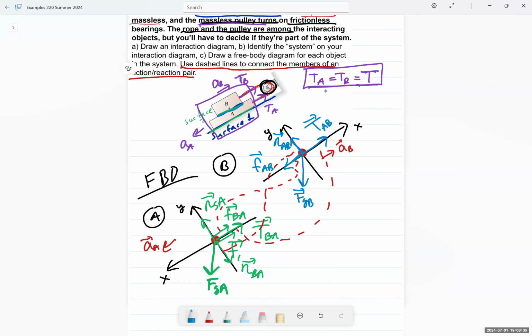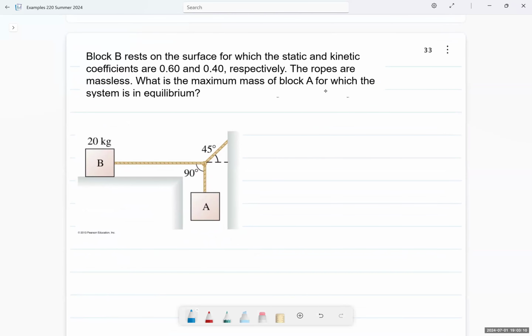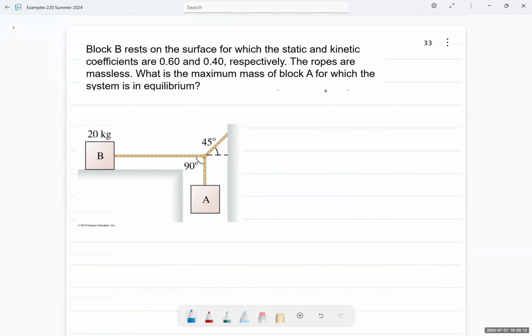All right. Let's then look at something else. Here we have, again, two blocks. Block B rests on the surface for which the static and kinetic coefficients are 0.6 and 0.4 respectively. The ropes are massless, which is a good thing. That means all the tensions are exactly the same. What is the maximum mass of block A for which the system is in equilibrium?